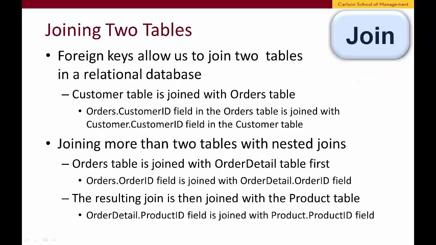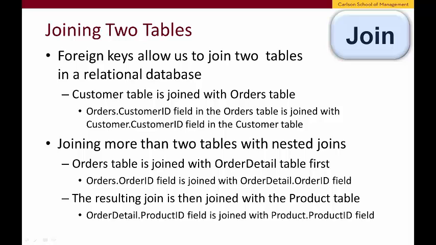Foreign keys allow us to join two or more tables in a relational database and query them together to get the desired results. This slide explains the logic of joining two tables on the common field, which will translate into an inner join, or simply join, statement in the SQL code. That code statement goes something like: customer inner join order on customer.customerID equals order.customerID.